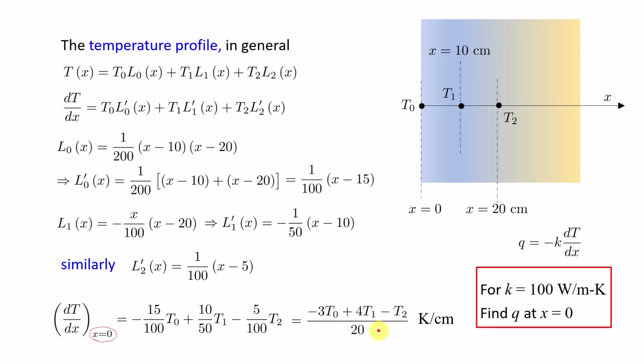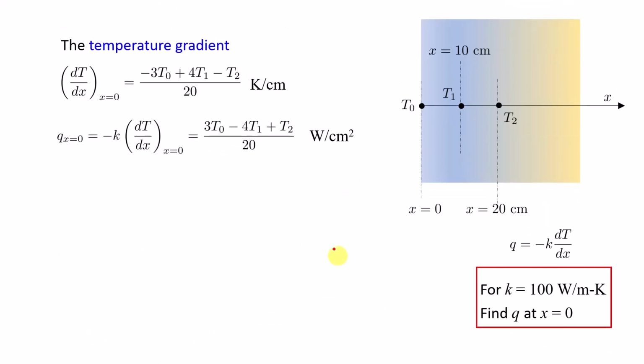It should look familiar to you from the finite difference calculation of the 3-point derivative. Here the grid size is 10, so 2 delta x comes here as 20, and 3 T0, 4 T1, T2 is coming as one finite difference. So my temperature gradient is minus 3 T0 plus 4 T1 minus T2, divided by 20. This is in K per centimeter.